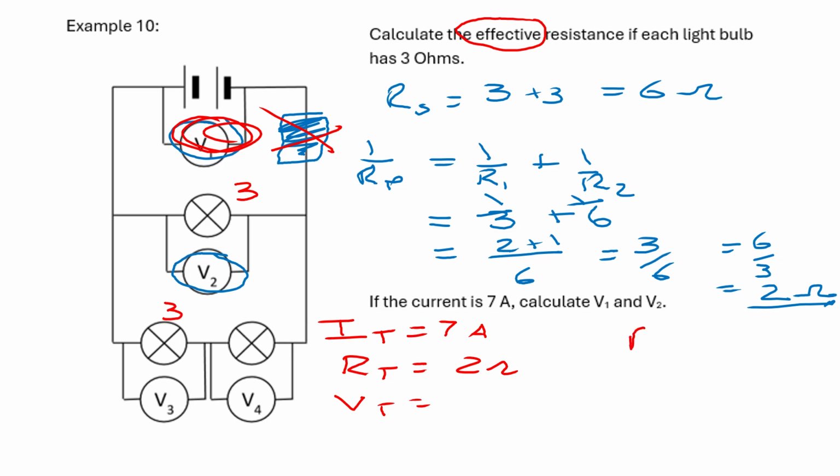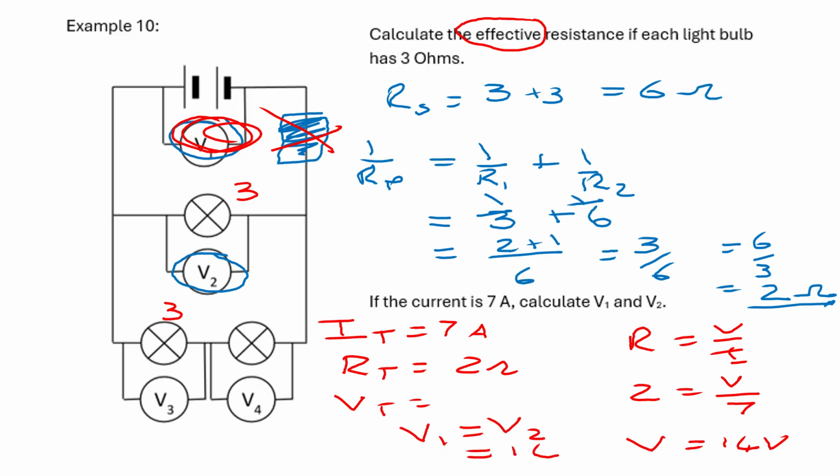So again, R is equal to V over I. R is your 2, V is what I'm looking for, and I is 7. So to bring the 7 up to that side, it's 7 times 2 is 14 volts. Okay, but they want to know what V2 is. So you need to say that V1 is going to equal V2, which equals 14 volts. So this would be more sort of like 3-4 marks in grade 10, just to prove that you know that they are equal to each other.